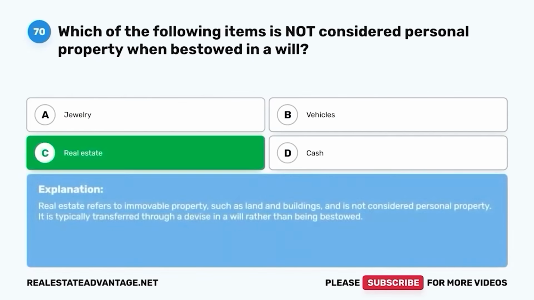Real estate. Real estate refers to immovable property, such as land and buildings, and is not considered personal property. It is typically transferred through a devise in a will rather than being bestowed.